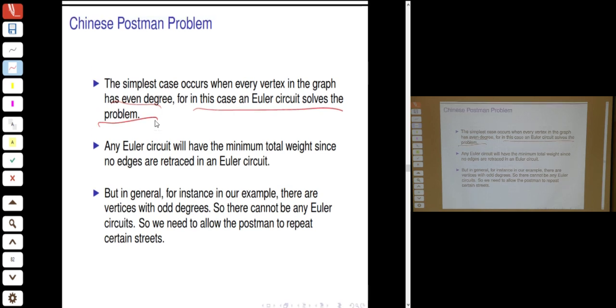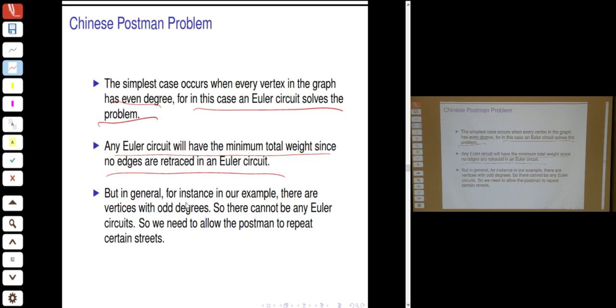Any Euler circuit will have the minimum total weight, since no edges will be retraced in an Euler circuit. So if there is an Euler circuit, then that's the easiest, because it's a circuit with every edge being covered exactly once. So definitely you cannot go lower in weight than that, because in any other circuit maybe you will cover some edges more than once, so the weight will always be higher.